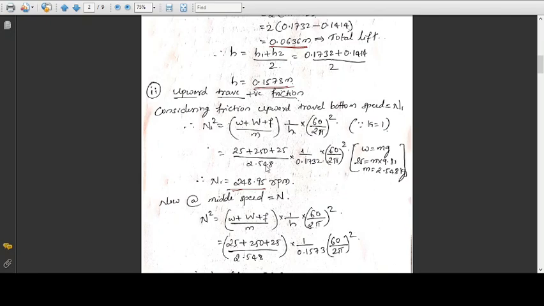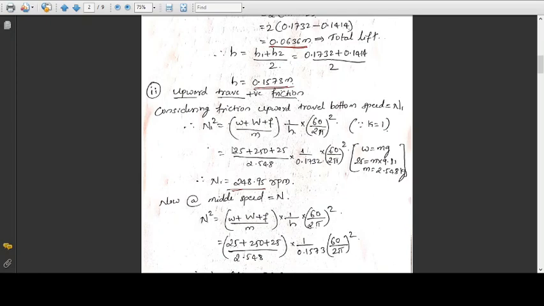The same thing you need to substitute in place of m into 1 divided by h1. So h1 you have already calculated, you need to substitute it here. After this simplification, if you solve for n1, you will get the speed as 248.95 rpm. Now at the middle we are going to denote the speed as n.